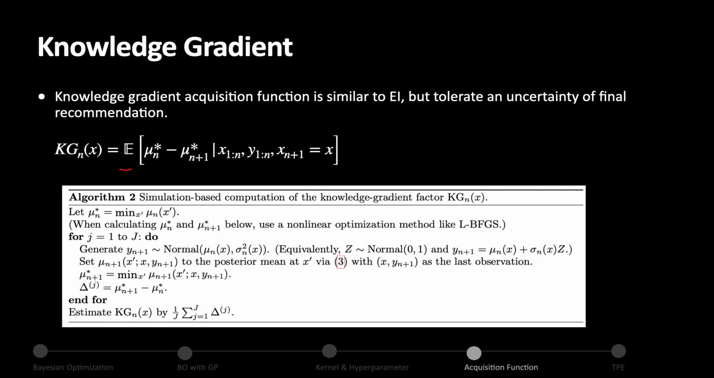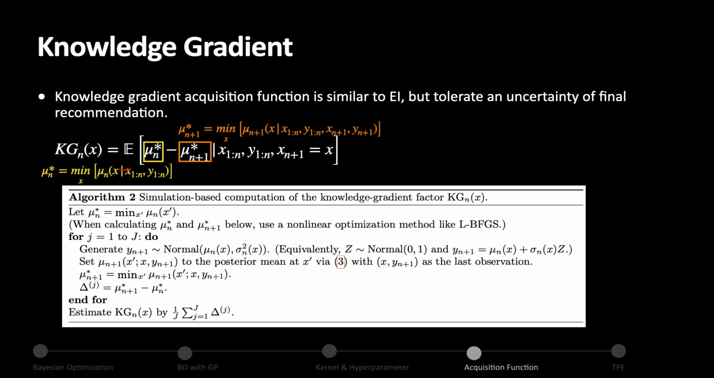So mu n star is equal to the minimum value of the mean function mu of x given our training data x1 to n and y1 to n. And mu n plus 1 star is the minimum value of the mean function given the training data plus 1 extra observation xn plus 1 and yn plus 1.